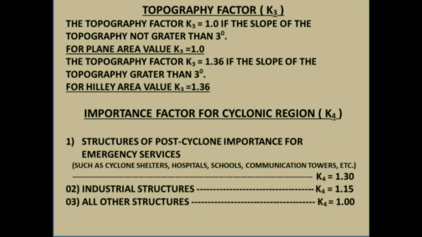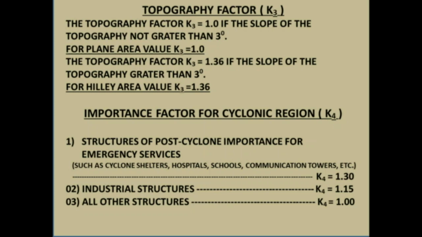Topography factor K3. The topography factor K3 is equal to 1 when the slope of the topography is less than 3 degrees. That is for plain area. Topography factor K3 is equal to 1.36 if the slope of the topography is greater than 3 degrees. For hilly area it is applicable.